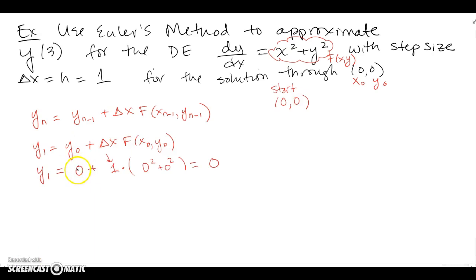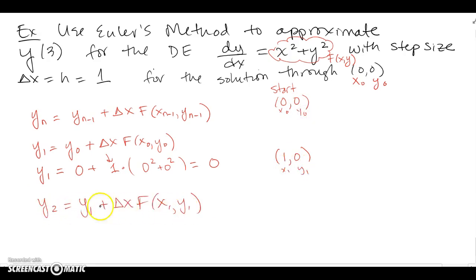So once I plug those in, my y naught was 0, delta x is 1 in this case. And the derivative at 0, 0 was plugged in here. I still get a 0. So I started at 0, 0, but now I've taken 1 step to the right, and I'm still at the y value of 0. So this was my x naught, y naught. This is my x1, y1.